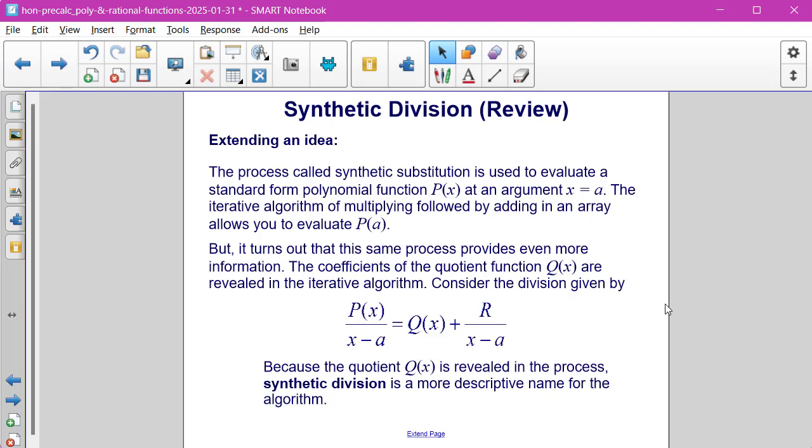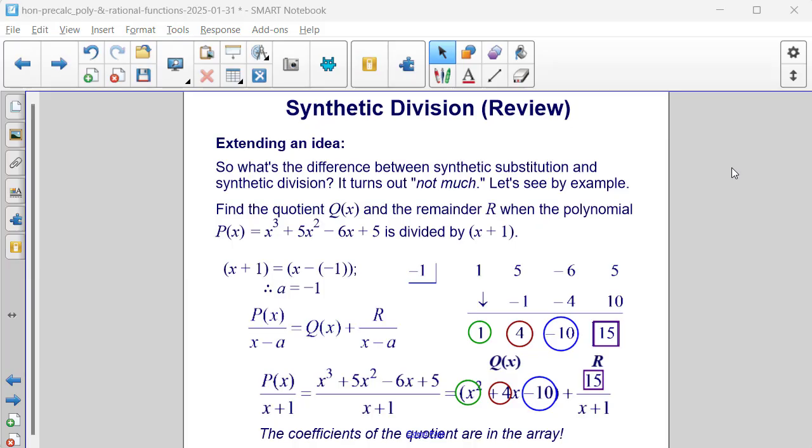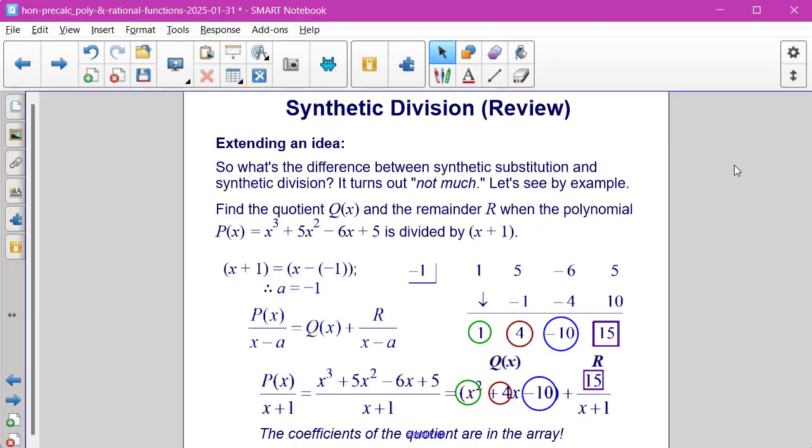Consider the division given by p of x divided by the quantity x minus a is equal to q of x plus capital R divided by the quantity x minus a. Because the quotient q of x is revealed in the process, synthetic division is a more descriptive name for the algorithm. So what's the difference between synthetic substitution and synthetic division? It turns out not much. Let's see through this example.